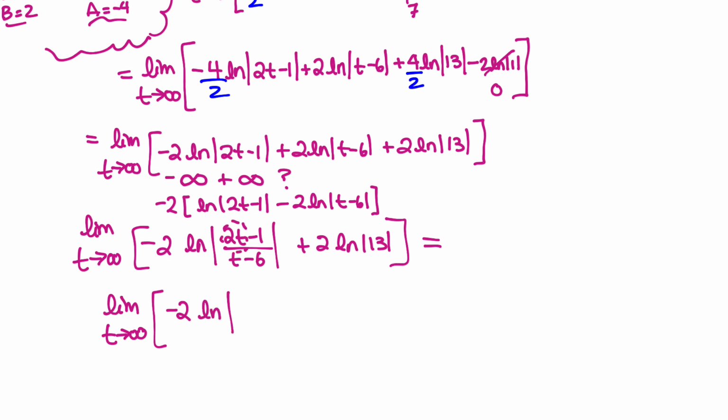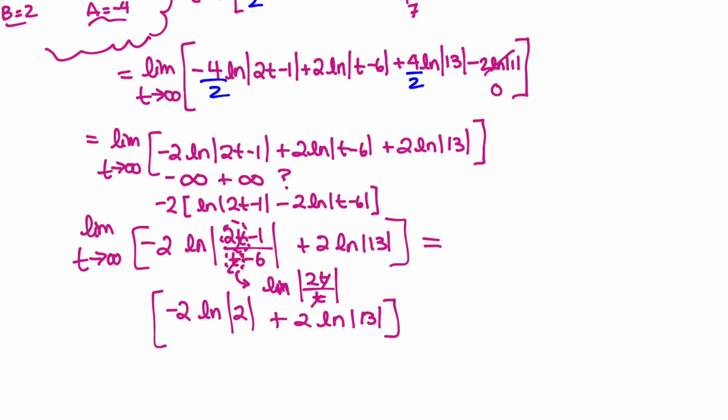I've got 2t on top. I've got t on the bottom. If I was to look at that, that would reduce down because I'm cheating a little bit, but not really, because the highest degree is what actually determines the behavior as you move to infinity. So actually, this is going to go to minus 2 times the natural log of 2. And then I have plus 2 times the natural log of 13. That's the behavior that happens as I go to infinity.